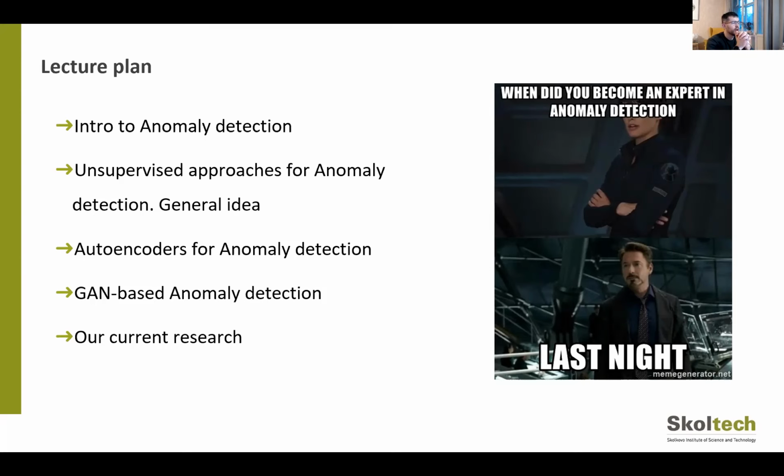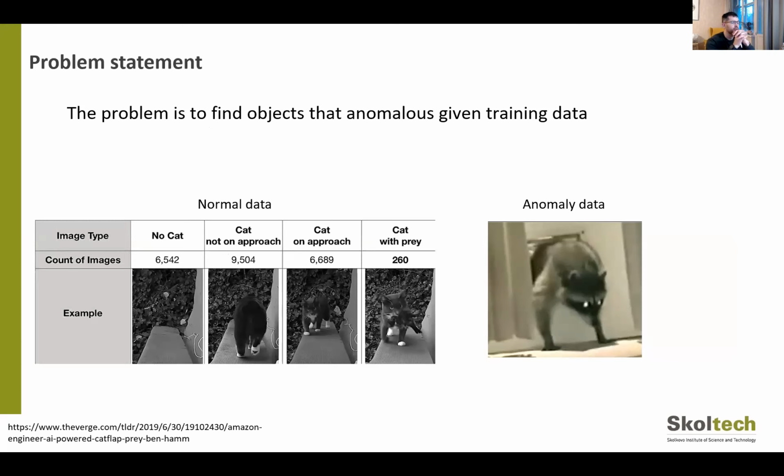In particular, we'll consider autoencoders as the main modern approach, and then in particular generative adversarial based autoencoders. I will also talk a bit about what we are doing right now on this topic, which I suppose will also be interesting for all of you. So let's begin with a deeper look at what anomaly detection is. Usually we say that we have something very different from the data we have in our training sample. For example, here we have photos of cats as normal data and a photo of a raccoon as an anomaly.